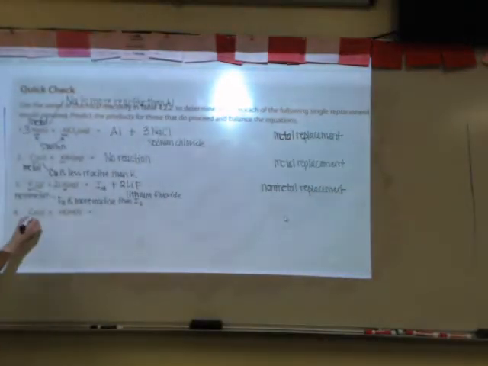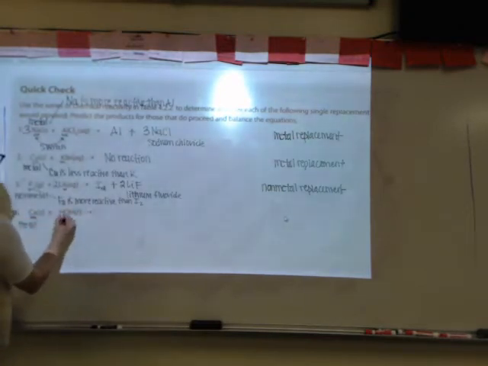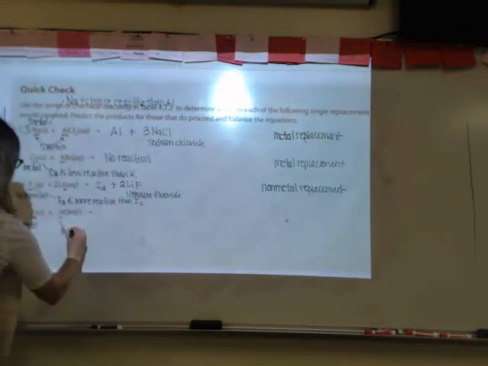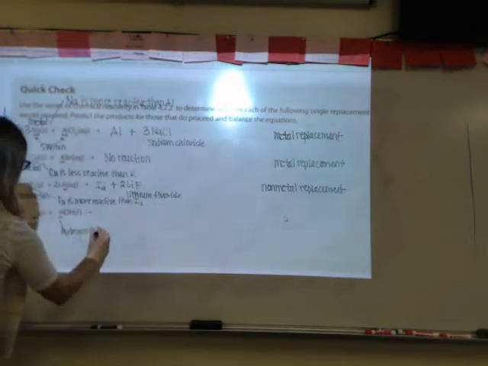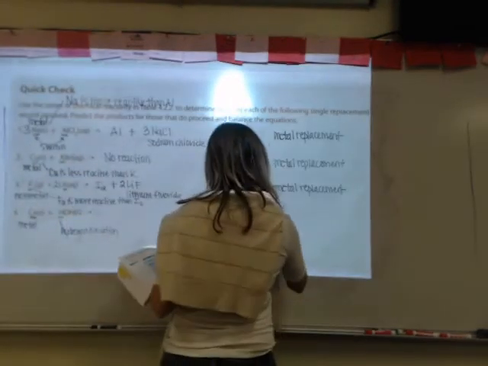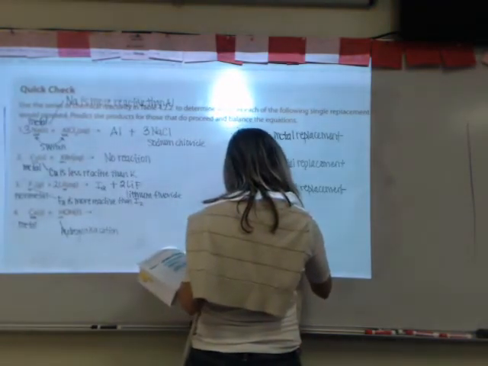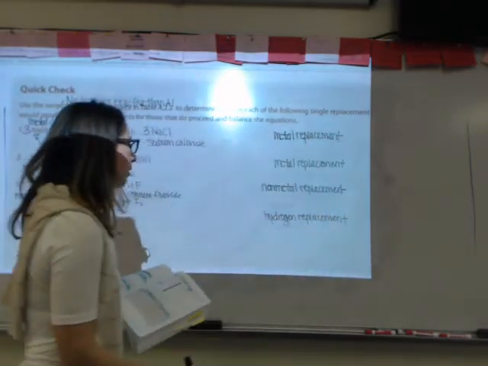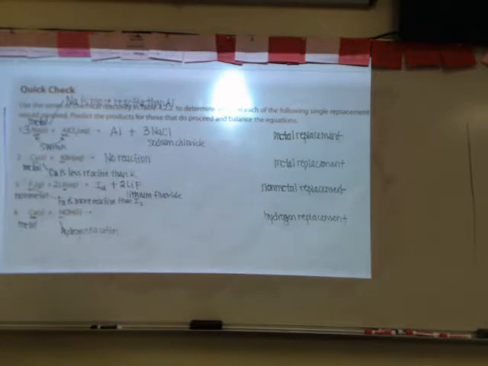Number 4, I have calcium alone, which is a metal, and then I have hydrogen hydroxide, which is water. So I'm going to make a note, hydrogen is a cation. Metals form positive charges as well. They form cations too. So those are the two that you would look at to switch places, okay? So this is going to be a hydrogen replacement. Hydrogen can be replaced in acid, and it can be replaced in water, okay?